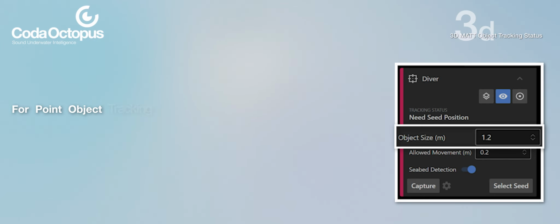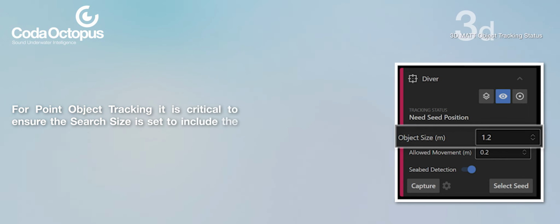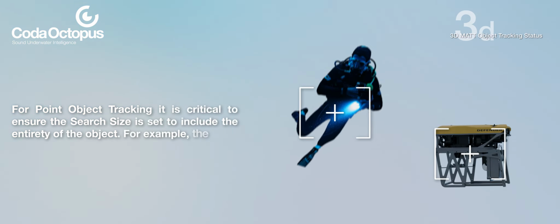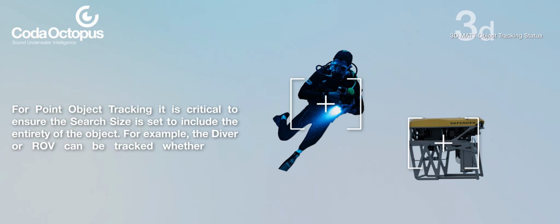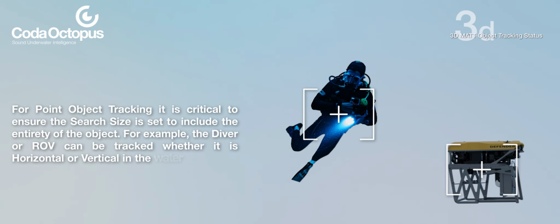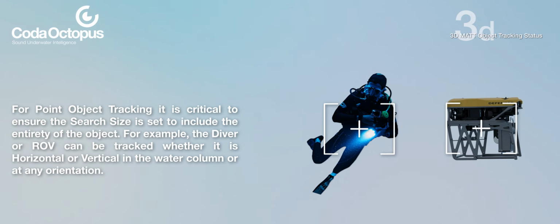For point object tracking, it is critical to ensure the search size is set to include the entirety of the object. For example, the diver or ROV can be tracked whether it is horizontal or vertical in the water column or at any orientation.